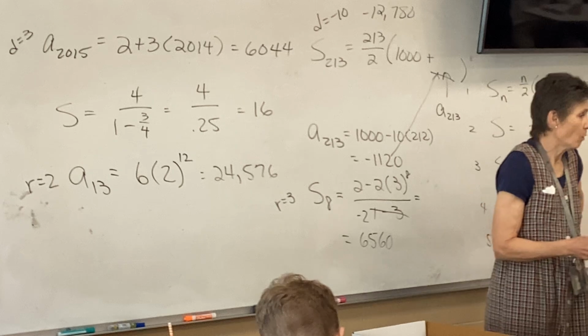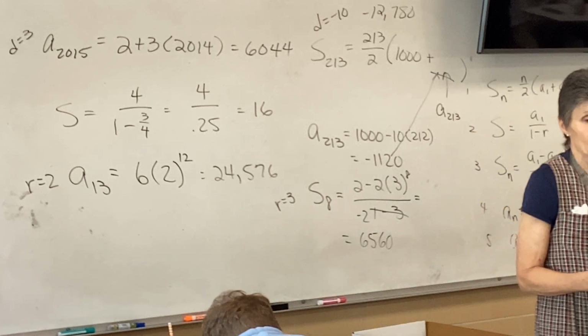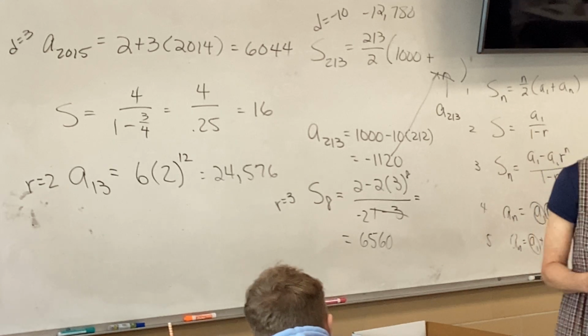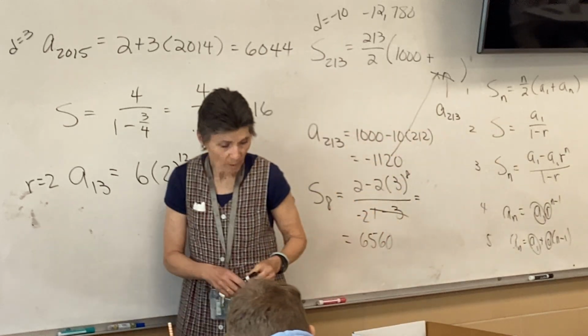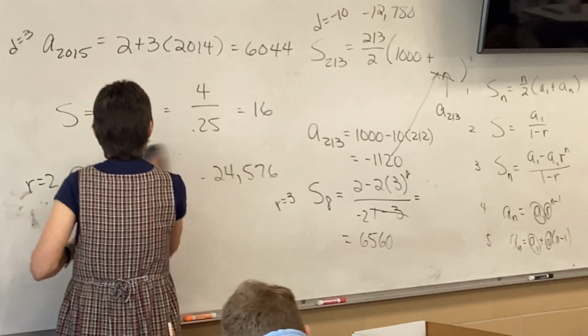All right, number 4. We're gonna write an explicit rule. All right, so take a second and see if you can do A and B. See if you can write an explicit rule for sequence A and B.